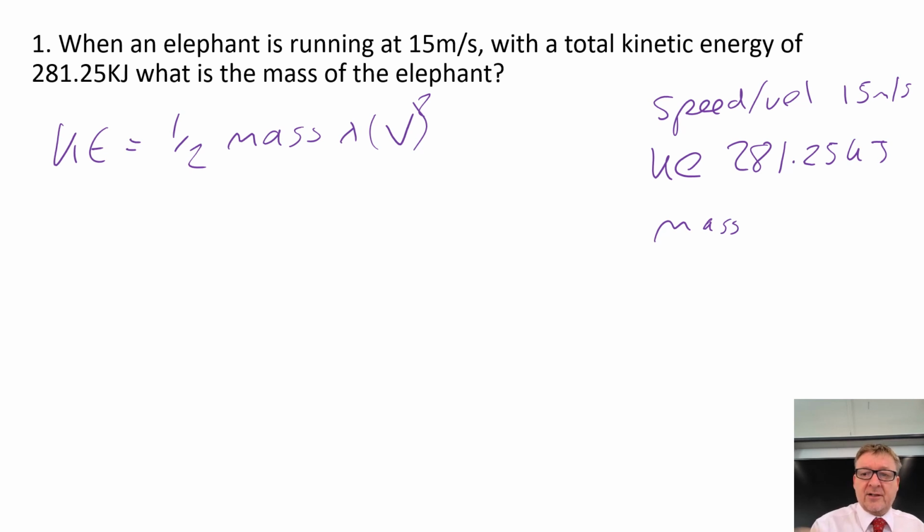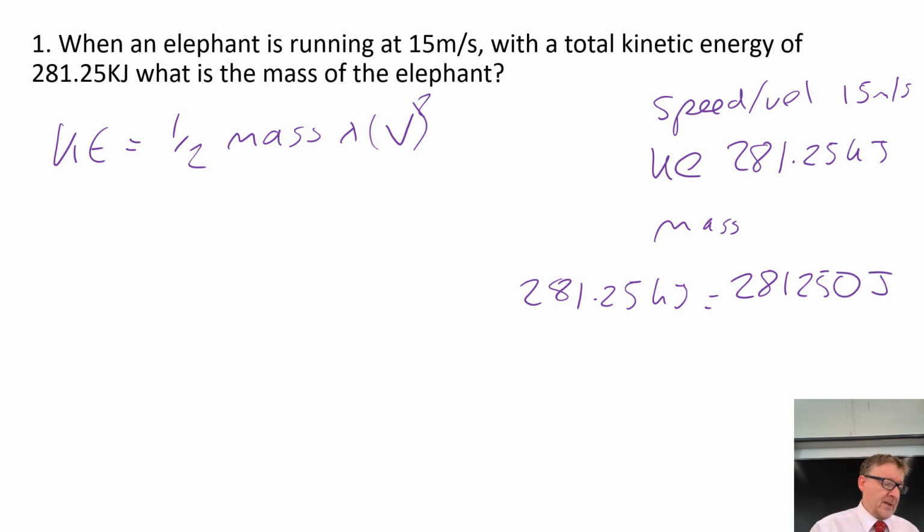Kinetic energy is measured in joules, so therefore I need to convert my kinetic energy. So 281.25 kilojoules, times by 1,000, equals 281,250 joules. Right, now substitute in. This one's looking a little bit harder. So substitute it in. We've got 281,250 joules. Okay, it doesn't matter what the numbers are. All you do is just follow exactly the same pattern.